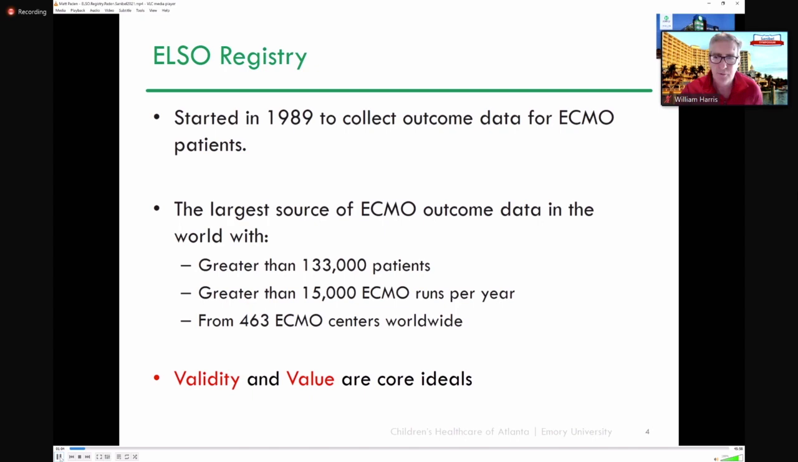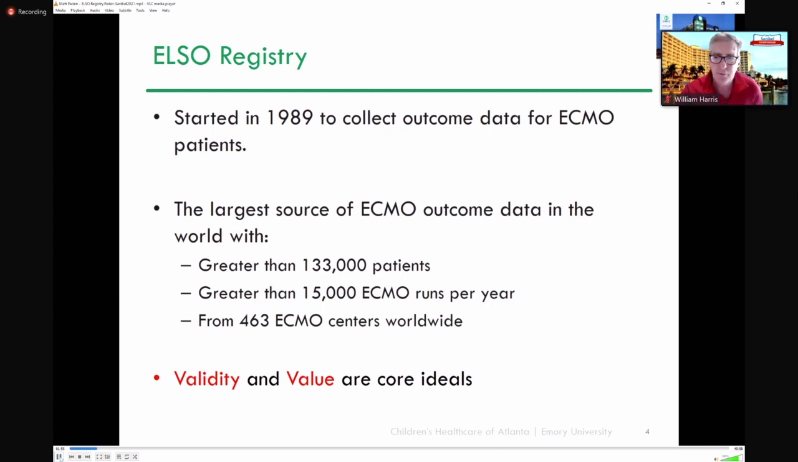The ELSO registry was started in 1989 to collect outcome data for ECMO patients. The ELSO registry has grown a tremendous amount since then. When it first started, it was all done on paper. The forms were mailed to Ann Arbor, Michigan, where Peter Rikus, who's run the registry for a long period of time, would then hand enter them into the computer. We've made some progress over the years, first by progressing to that novel innovation of a fax machine to fax them to Peter, and then eventually to email. And now we have an online ability to enter all of this data in, which is much improved over where we started.